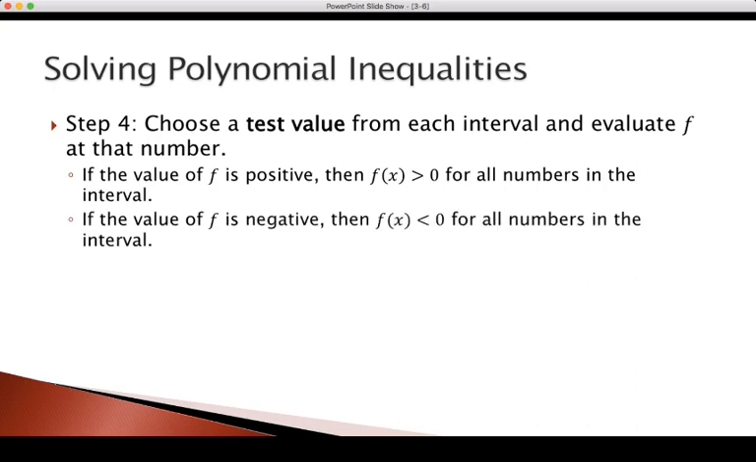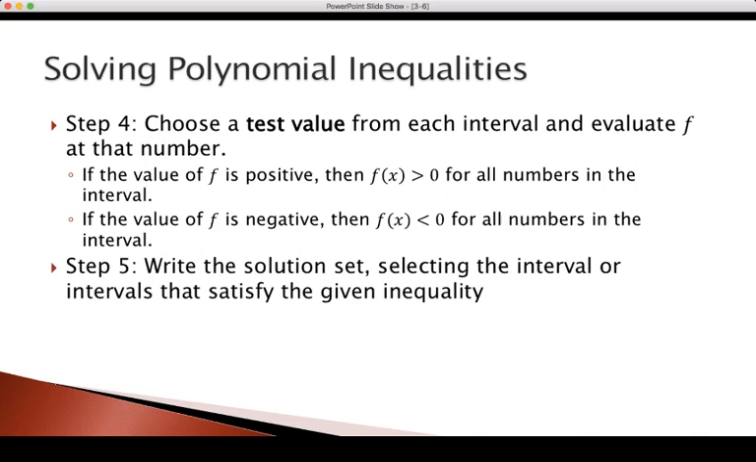And we can do the same thing if f is negative. If the value of f is negative at that test value, then f of x is less than 0 for all the numbers in that interval. Step 5. Write the solution set, selecting the interval or intervals that satisfy the given inequality. So the solution set is merely the collection of all the values of x that make the initial inequality true. So that's really what we're trying to do when we're solving a polynomial inequality. We are trying to find all the values of x that make the inequality true.